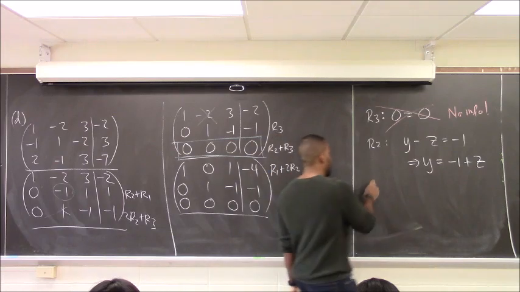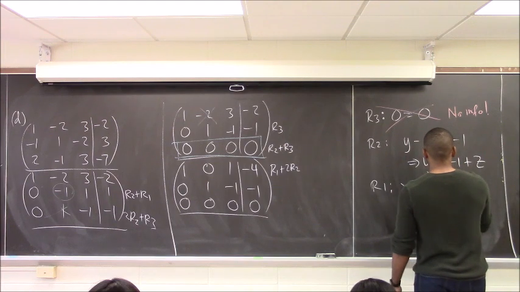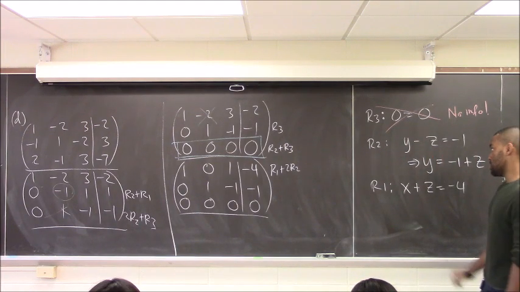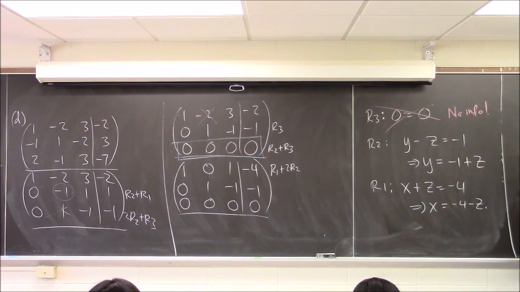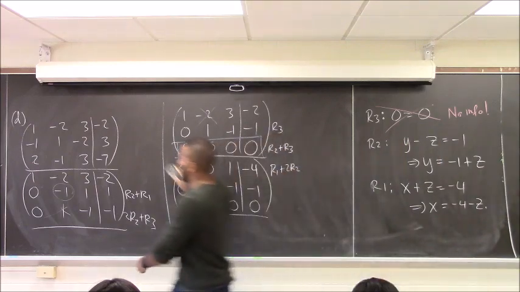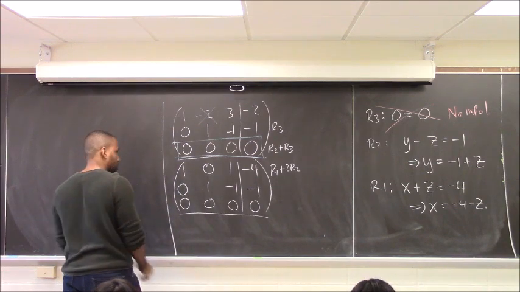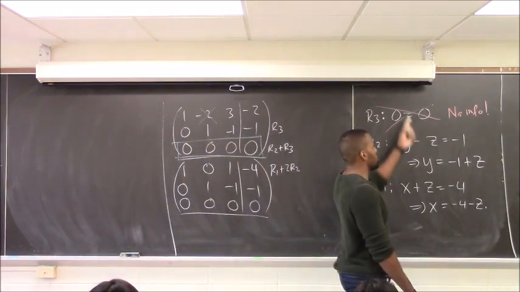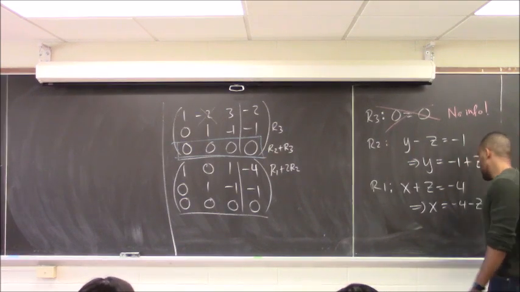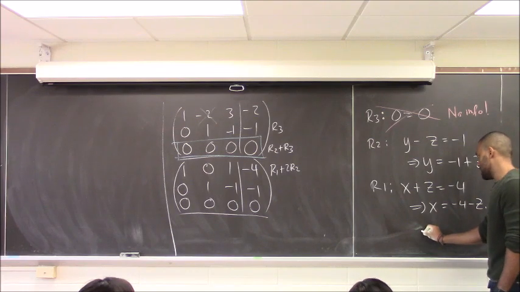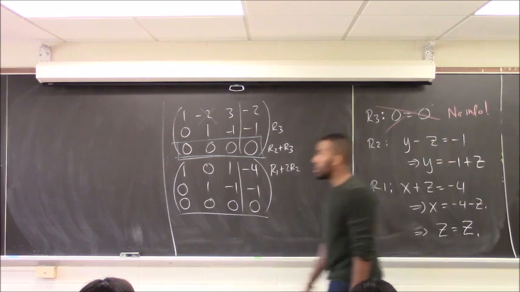And if I move over to row 1, I get x plus z equals minus 4. The pivot is in the x column, so I'm going to solve for the x. And this is my solution. Now, what is the z? Is it 0? No. There's no equation that tells me z is 0. In fact, there's no equation describing what z is doing at all. So I'm going to be more of a Captain Obvious and say z equals z. It can be whatever it wants.